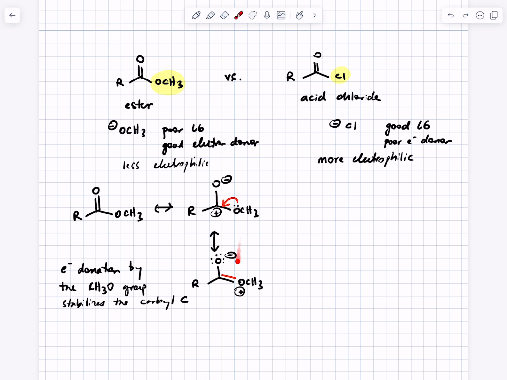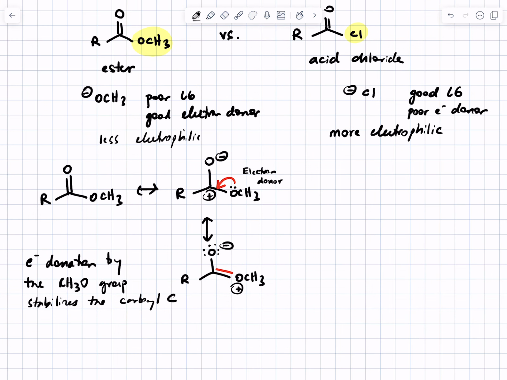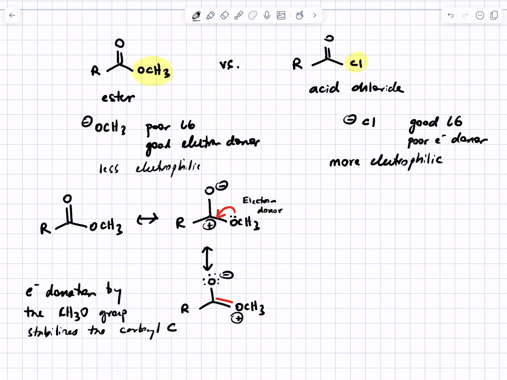You can draw this same set of resonance structures for the acid chloride. We won't do it. You could. You just replace methoxy with Cl. The only difference is Cl's not as good of an electron donor, and this arrow shows that electron donation process. So groups that are poor electron donors will not be able to do this as well, will not be able to spread out the positive charge. Therefore, we concluded the acid chloride's more electrophilic and therefore more reactive. Okay, you see the reasoning?